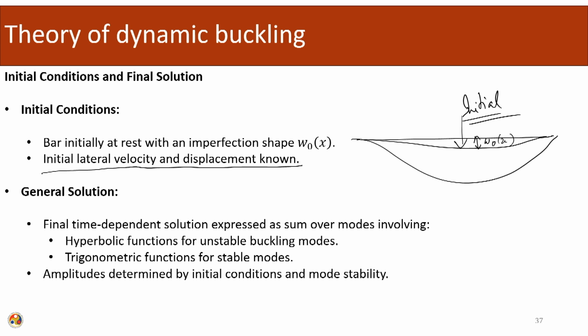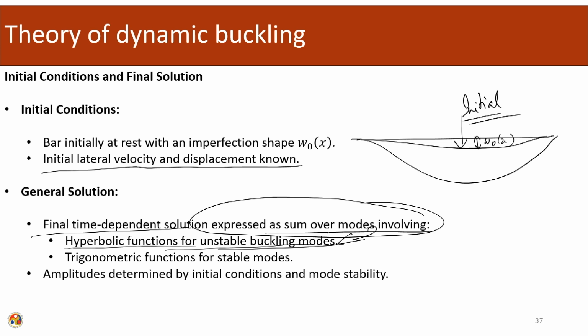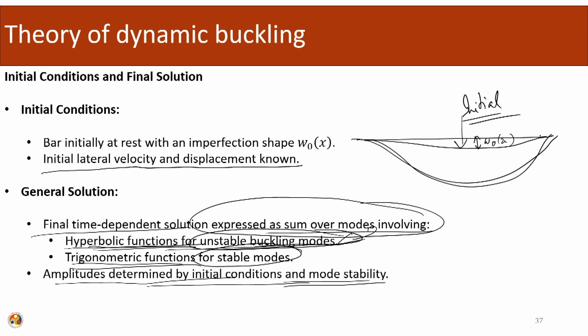Now we look into the generalized solution. The final time dependent solution is expressed as a sum over the modes, and the modes will have different features. It will have hyperbolic functions for unstable buckling modes, and if there are stable modes, it will be given by trigonometric functions. The amplitudes are determined by the initial conditions and the mode stability.